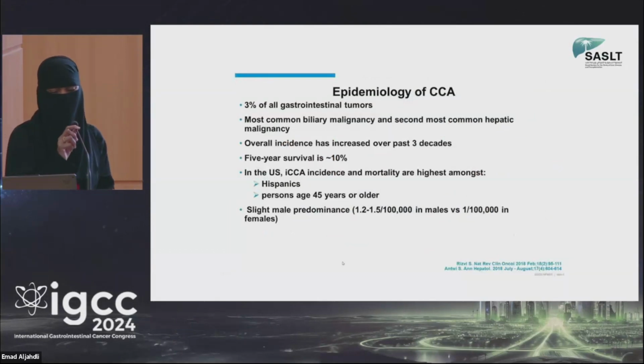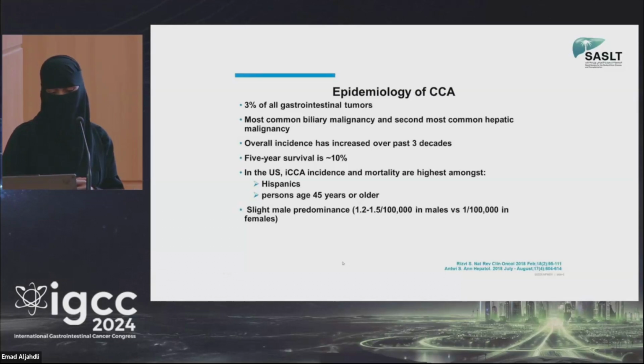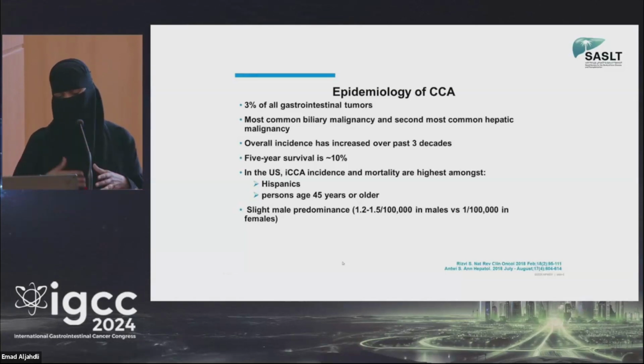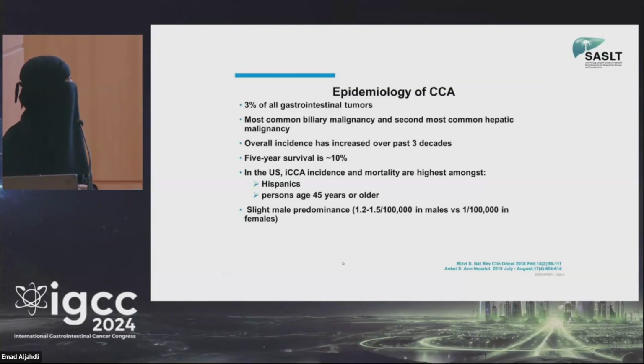With regard to the epidemiology of cholangiocarcinoma, it's one of the least common gastrointestinal tumors and one of the least common malignancies. It represents less than 1% of total malignancies and around 3% of gastrointestinal malignancies. It is the commonest biliary tumor after hepatocellular carcinoma in patients with liver disease. The overall incidence has been increasing, like all other types of cancer in the world, maybe due to more mutagenic factors in nature or in the food.